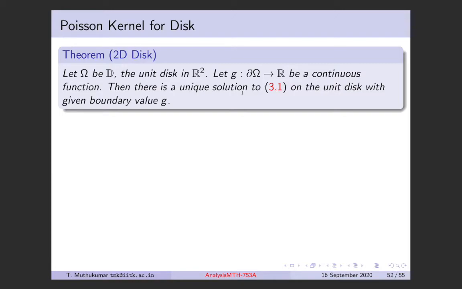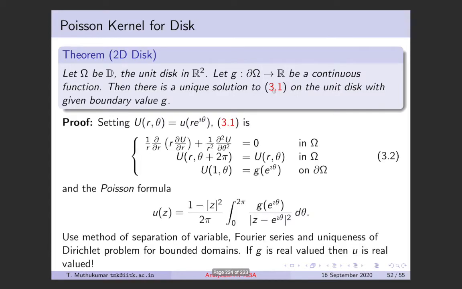Okay, this is something I'm sure you must have done in your first course in PDE. Actually, the proof is by separation of variables. So the idea is this: since you are on a circle, which is on a disk, you rewrite 3.1 in the polar form, which is 3.2 given here. So this is the polar form of the Laplacian here with the boundary condition.